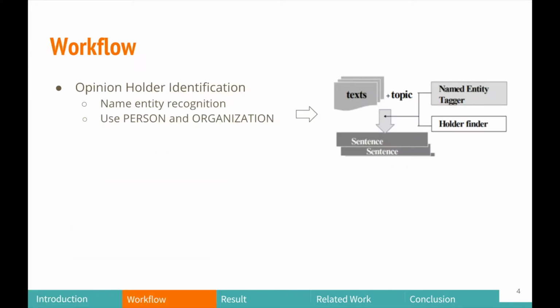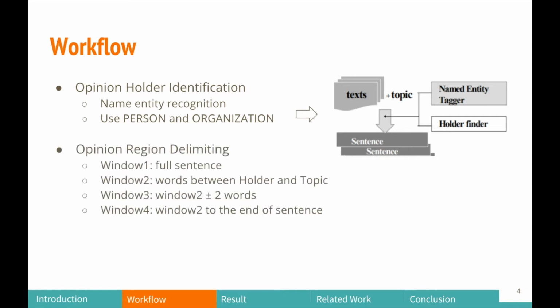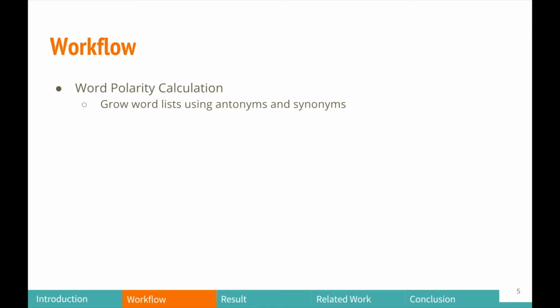To identify the holder, the paper used named entity recognition and only considered the person and organization closest to the topic phrase. To find the region that contains the opinion, the authors investigated four regions: using the whole sentence, or the words between the holder and topic, or the two extensions on the second region. In the word polarity calculation, seed words indicating positive or negative sentiments are grown using synonyms and antonyms from WordNet.